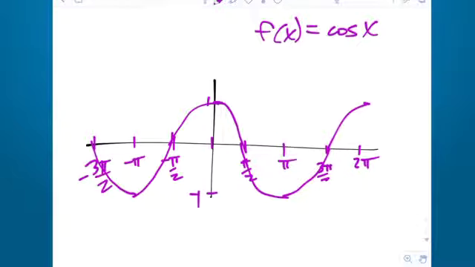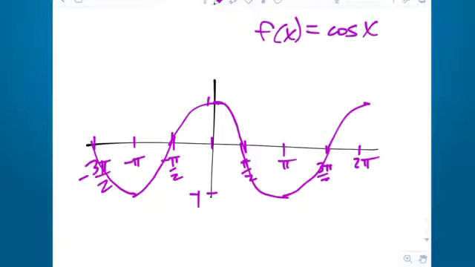Is cosine 1 to 1? No, it's not. How do you know it's not 1 to 1? What test do you do? Horizontal line test. Does it pass the horizontal line test? It does not. Okay, so what we want to do is very similar to what we did with sine.